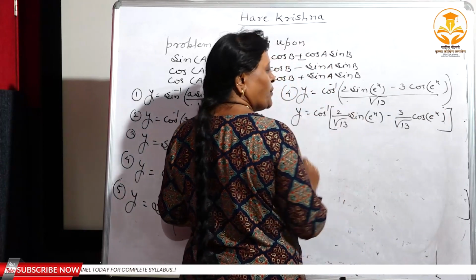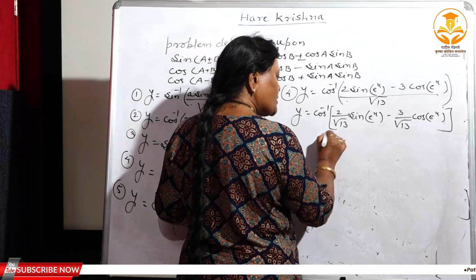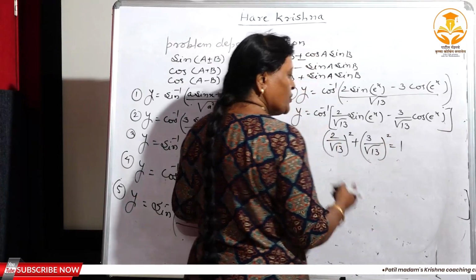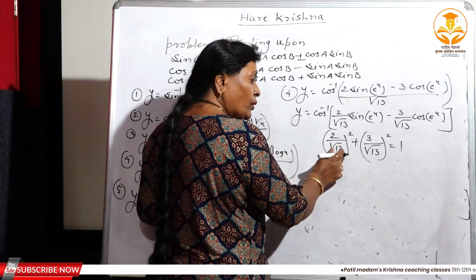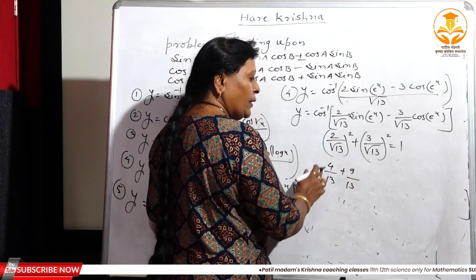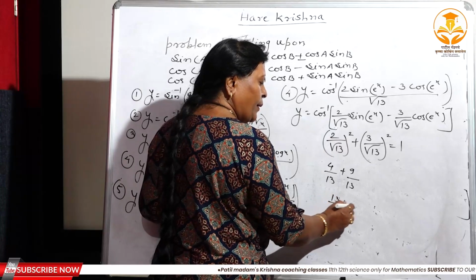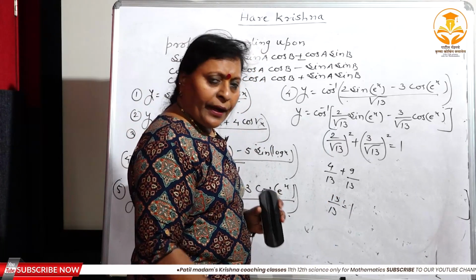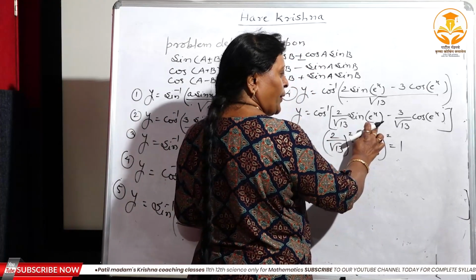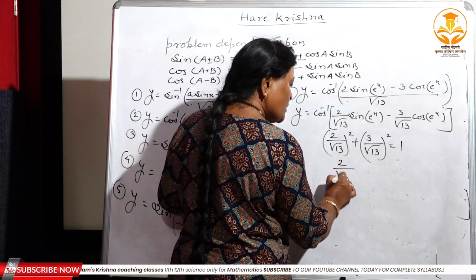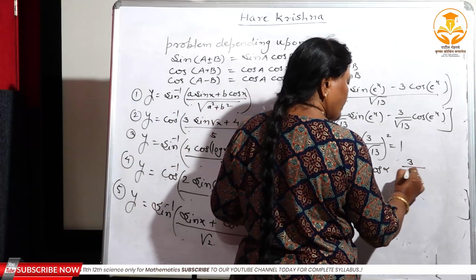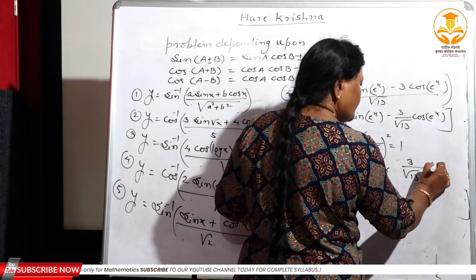Right? Again, if you observe this, 2 divided by root 13 whole square plus 3 divided by root 13 whole square, it is always equal to 1. Check this. 2 square means 4. Root 13 whole square means 13. 3 square 9. Again, root 13 whole square means 13. 9 plus 4, that is 13. 13 divided by 13, it is equal to 1. Right? So here, since there is a sin e to the power x, 2 by root 13 you can write as cos alpha. So that it is easy to write the formula. Again, 3 divided by root 13 you can write as sin alpha.